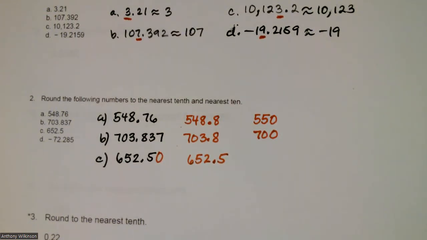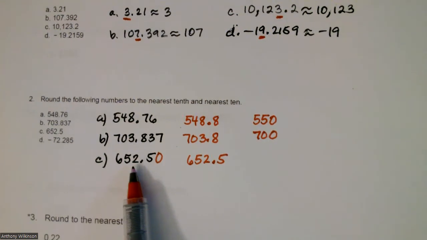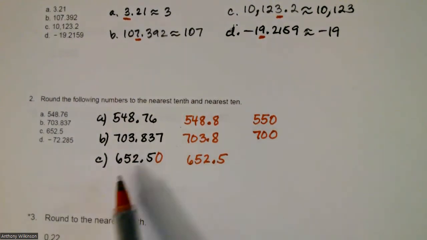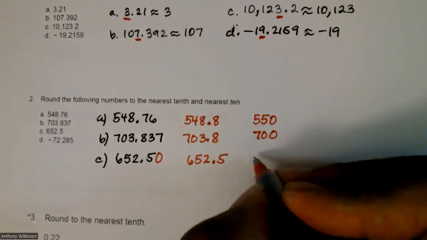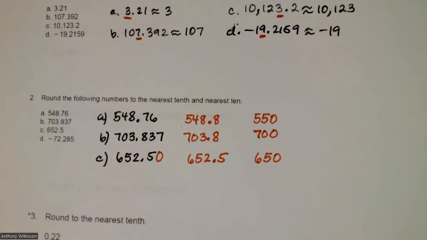And now to the nearest 10, the digit in the tens place, that's this 5 right here. To the right of it is 2. That 2 is less than 5, so this 5 remains the same. And the 2 changes to a 0. And the 5 behind the decimal point is dropped off completely, so it will be 650.